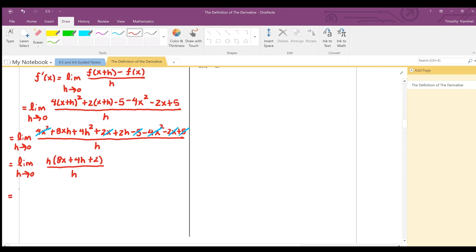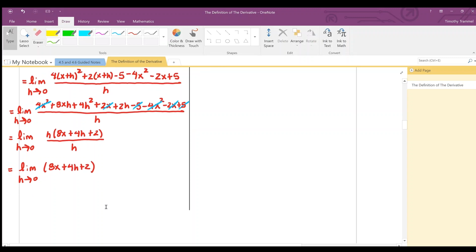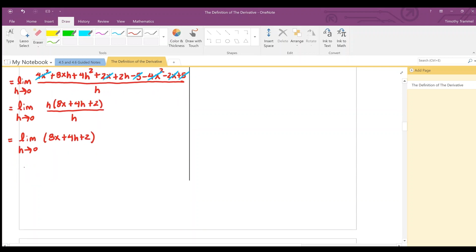Since h divided by h is 1, this becomes the limit as h approaches 0 of 8x plus 4h plus 2. And now we can finally use direct substitution. If we let h go to 0, this is just going to give us 8x plus 2. And you can see that now that I've done the direct substitution, I dropped that limit sign.